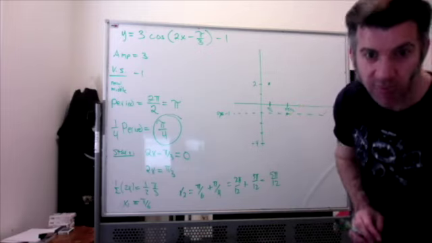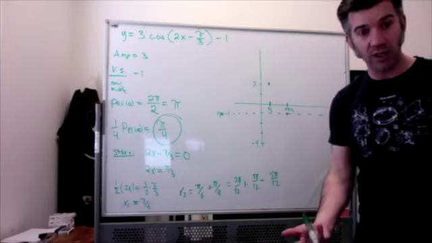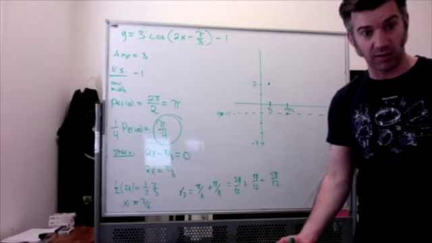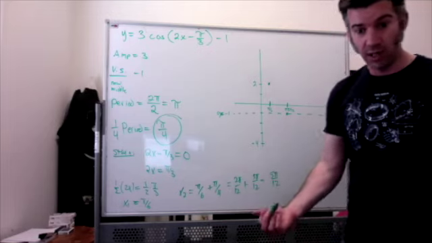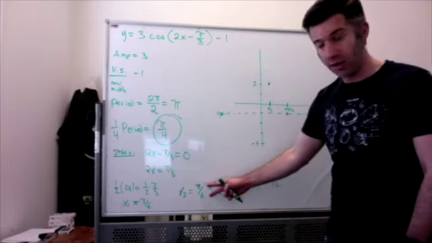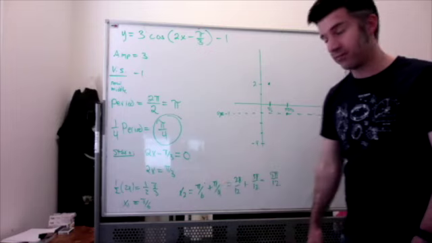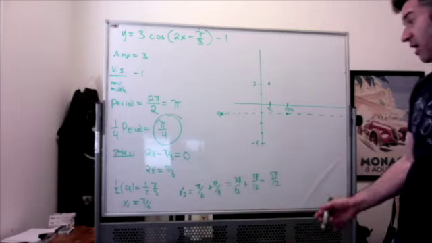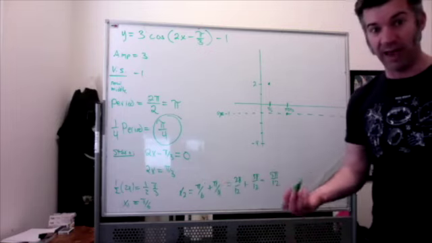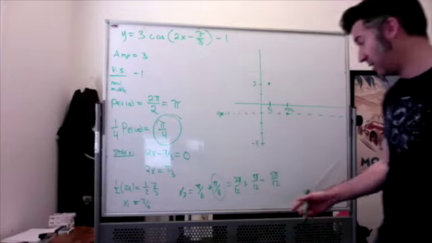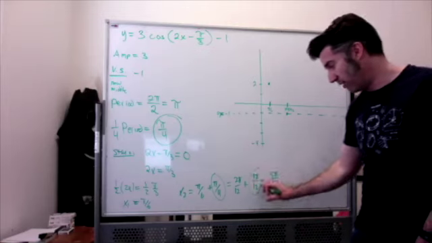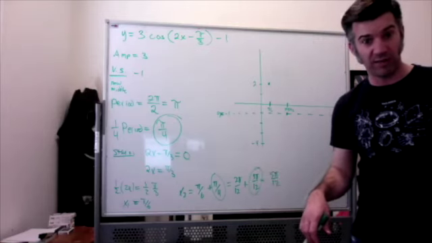Why 3 pi over 12? Because the only way I can add fractions is by getting a common denominator. And 6 and 4 both have 12 as the least common multiple. So I multiply this by 2 over 2 and this by 3 over 3. So now I know that instead of just adding pi over 4 to get the next one, I'm going to be smart and add the thing that already has the common denominator, which is 3 pi over 12.